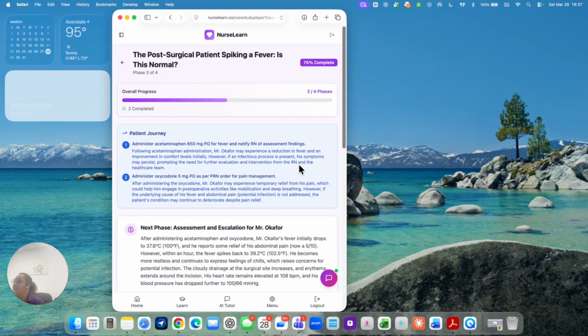Temp 39.2, the blood pressure is dropping. Blood pressure is 95 over 60. Heart rate is 112. Respirations is 24.